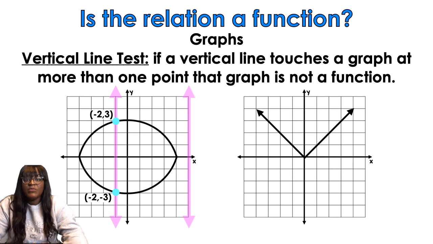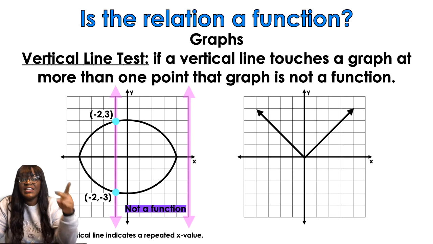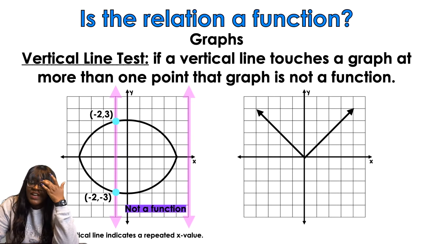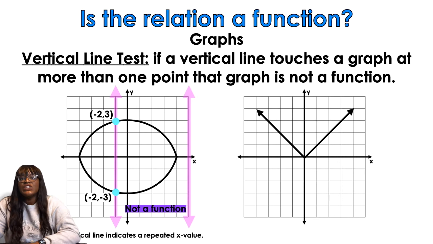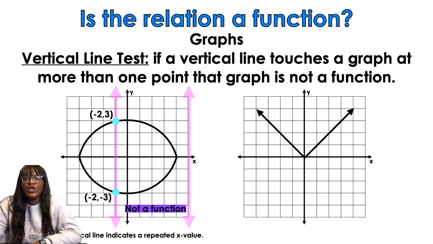And we cannot have repeated x values, so guess what? That is not a function. That is not a function because you can see that that vertical line indicates a repeated x value of negative 2. So now we're going to go ahead and look at the next one.